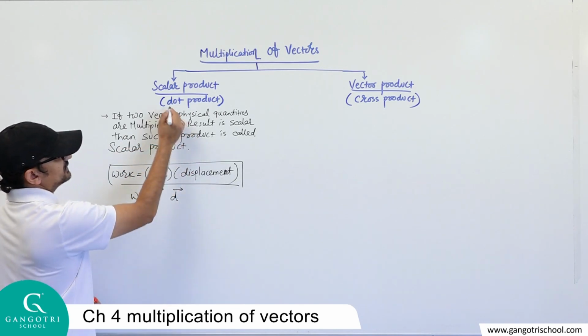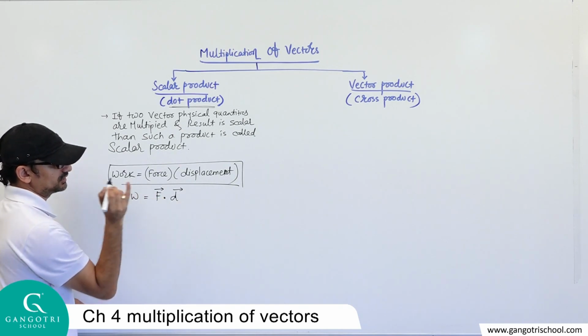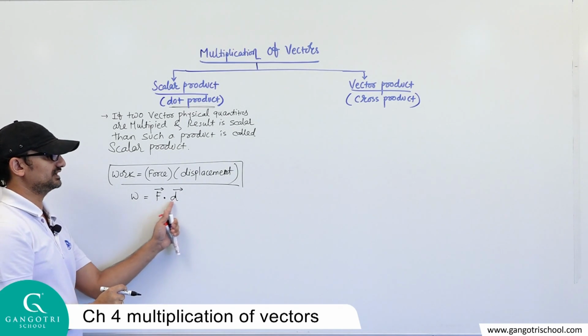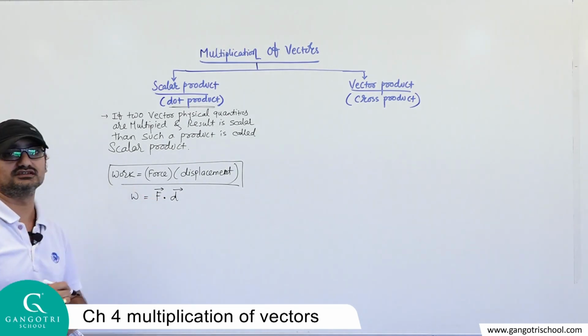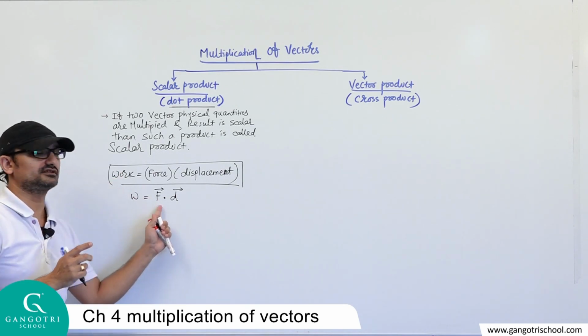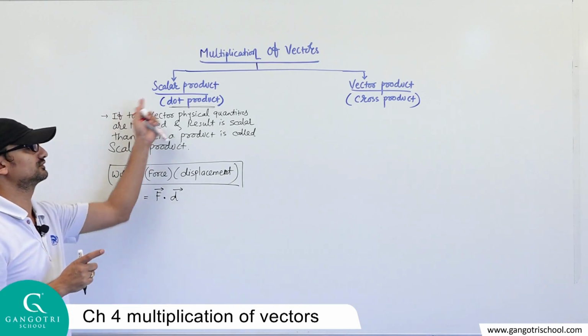It is also known as a dot product because it is represented by putting a dot between two vector physical quantities. You have to put a dot. That's why it is also known as a dot product. So remember, if two vector physical quantities are multiplied and the result is a scalar, such a product is known as a scalar product.